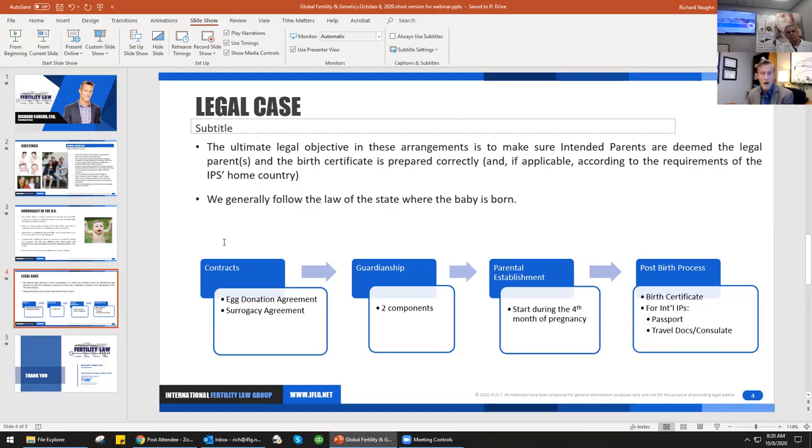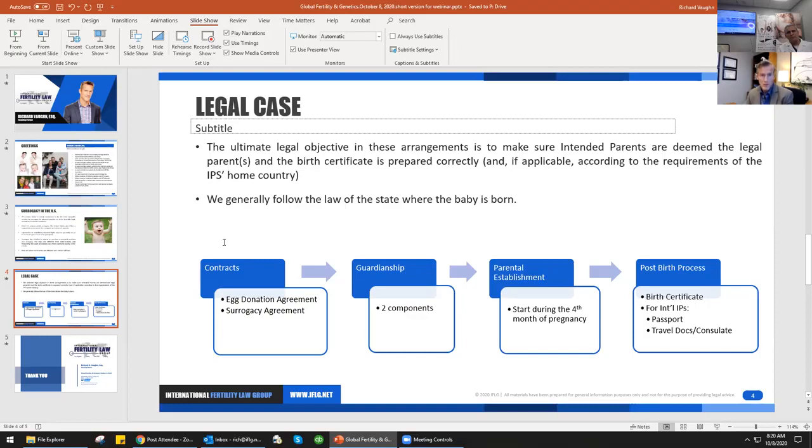Now, if your surrogate happens to be in a state that is a post-birth state where we cannot go to court until after the birth, that's another reason why these guardianship documents that she has signed will become very important, because these documents will allow you to do everything that you need to do in the hospital as any other parent would.